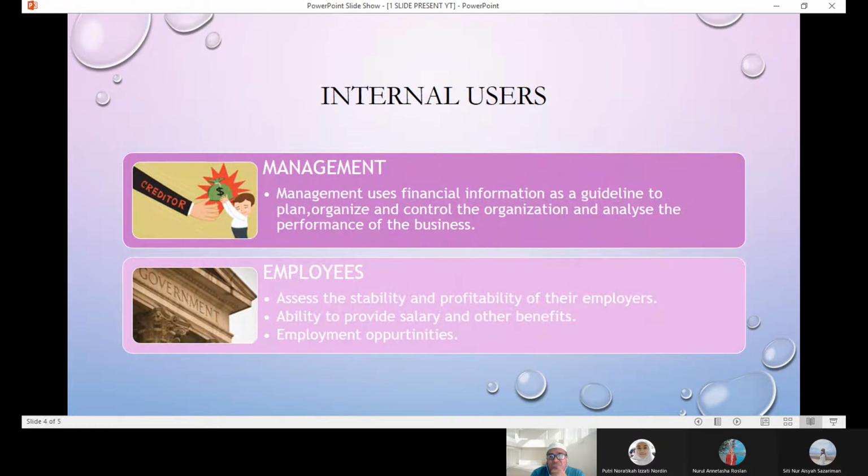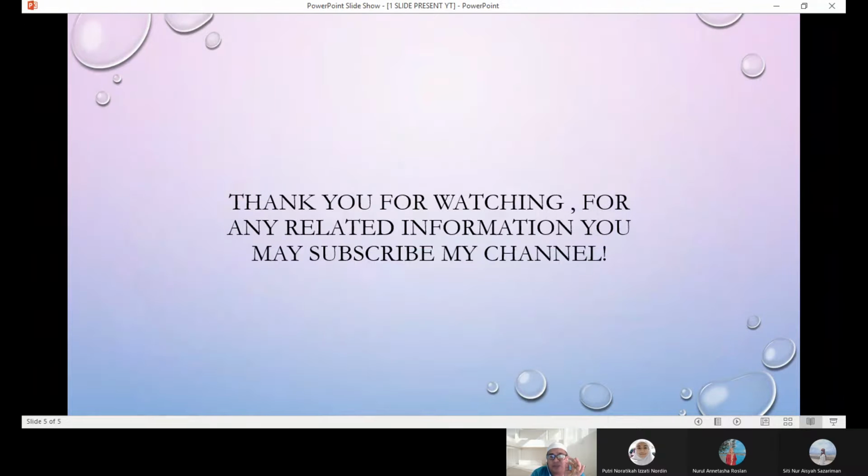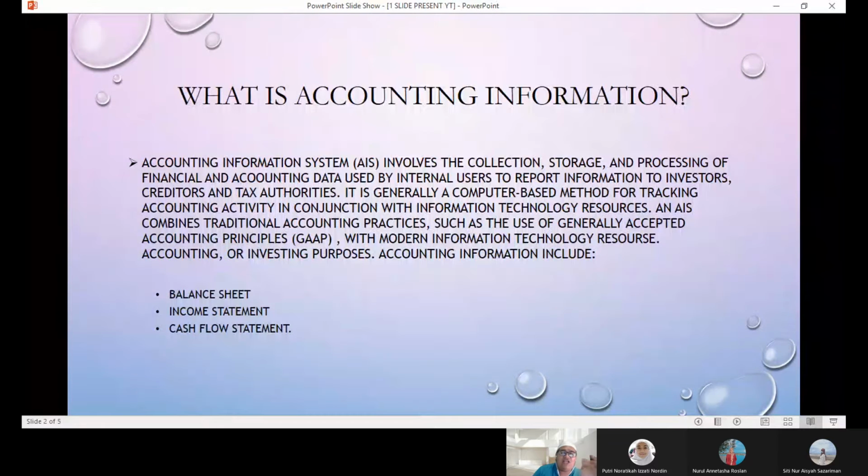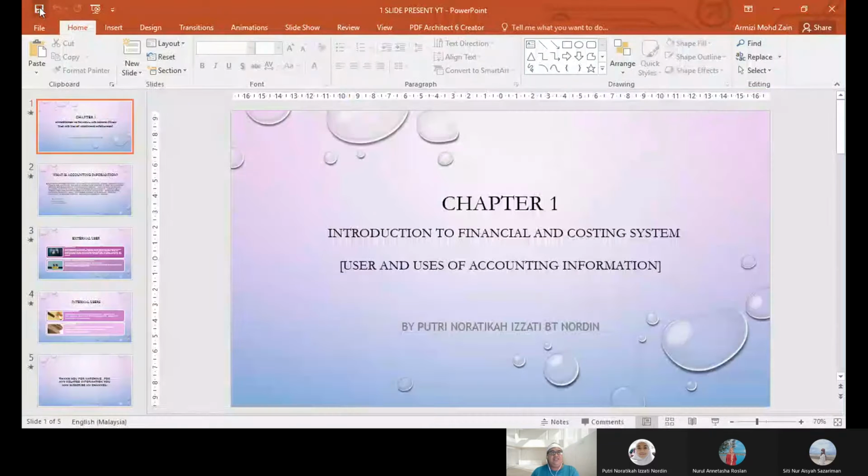Management and employees surely want to know and should know about the company's position, whether the company is making profit or not, because it will impact them in terms of increment, bonus, ex gratia, medical benefits and other benefits. Okay, thank you Putri. Before you upload to your YouTube channel, change your first slide first. Thank you Putri for your presentation.